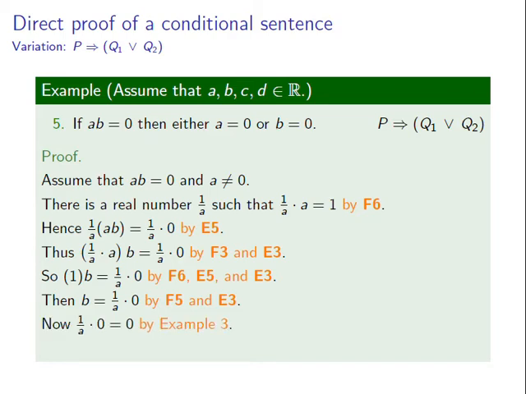Recall that by example 3, any real number times 0 is equal to 0. So 1 over A times 0 equals 0. Therefore, by the transitive property of equality, B is equal to 0. This proves the claim.